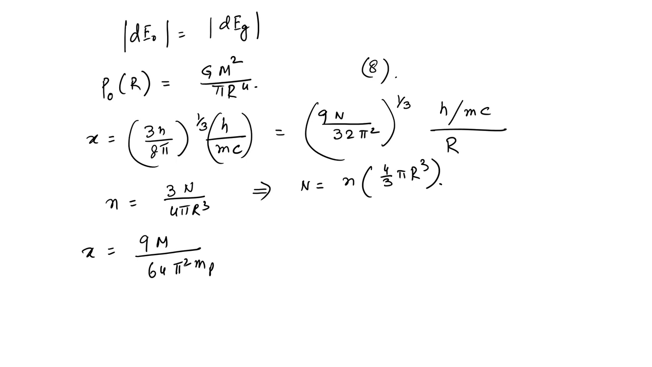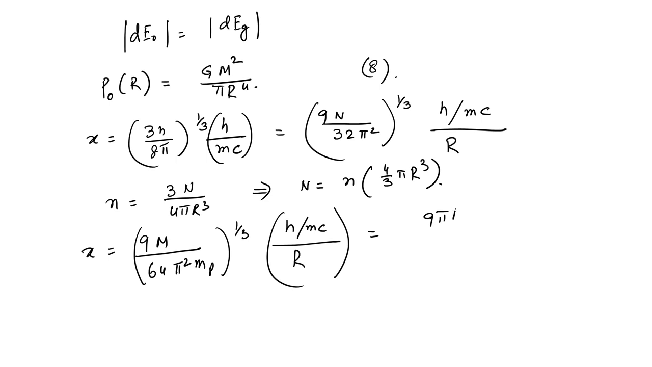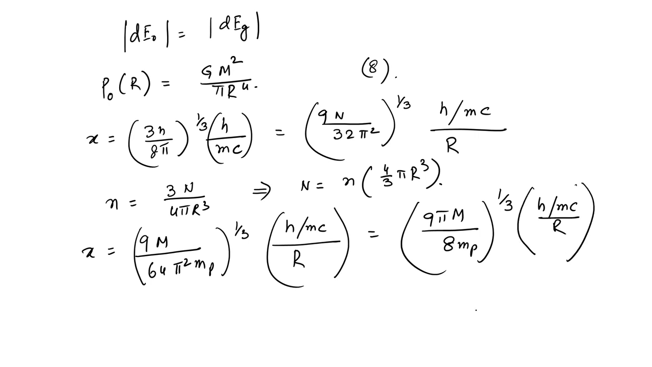Okay. So if you convert this into mass, then this becomes equal to (9M divided by 64 pi squared mp) whole to the power 1/3 h over mc divided by R. We use the density and the volume to define the mass. This is like (9 pi M over 8 mp) whole to the power 1/3, times h over mc divided by R. Okay, so this is, let's call it equation 9.